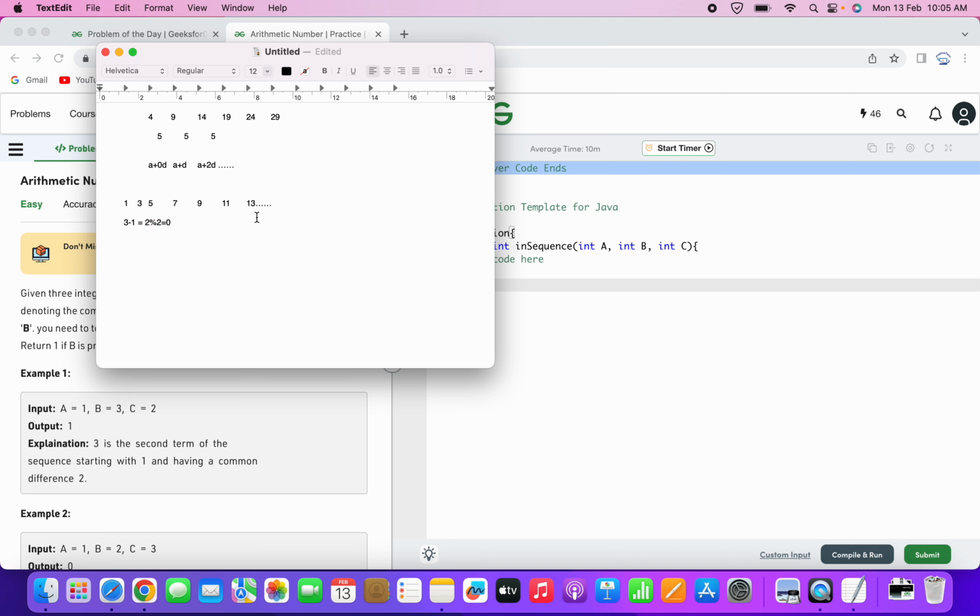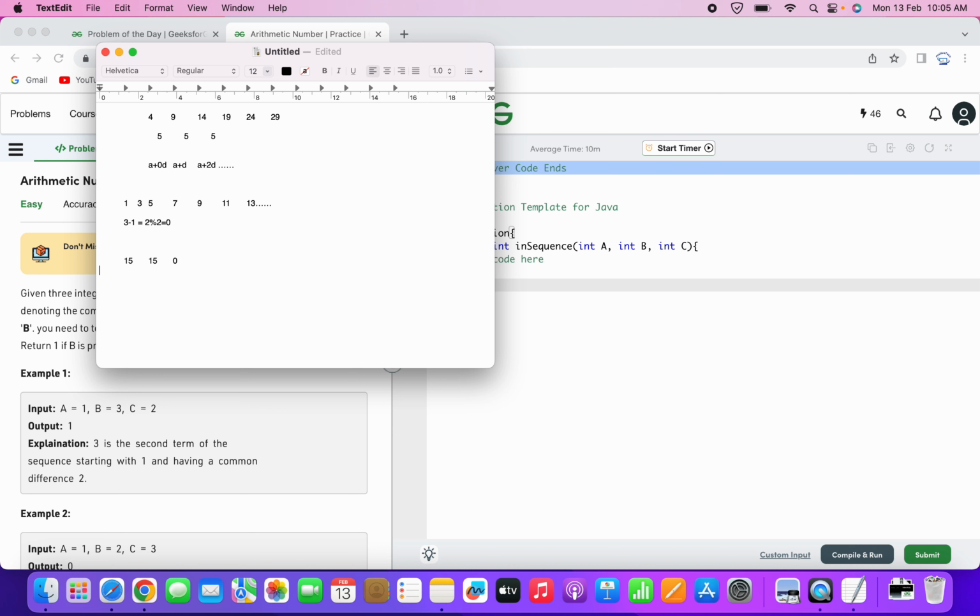Now let's start solving this. But before that, we need to consider a few special scenarios. Suppose we have some input like a is 15, b is 15, but c is 0. Here the common difference is 0, so each number of the series will be 15 only. In this case, where c is 0, we just check if both are equal, then we simply return true. Yes, 15 is a part of this series.